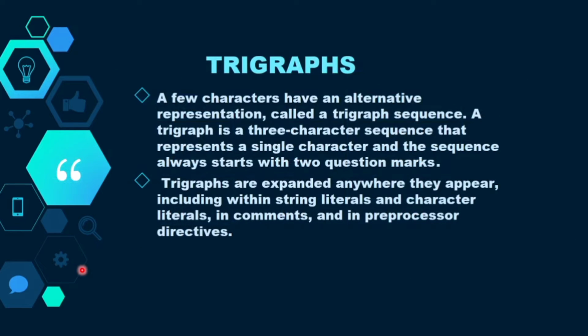So in C++ we have trigraphs. A few characters have an alternative representation called a trigraph sequence. A trigraph is a three-character sequence that represents a single character. The sequence always starts with two question marks. Trigraphs are expanded anywhere they appear, including within string literals and character literals, in comments, and in preprocessor directives.